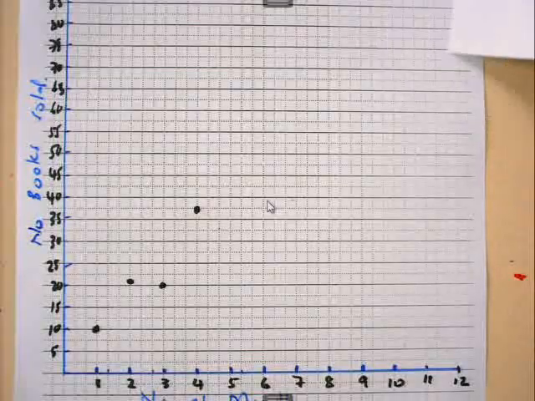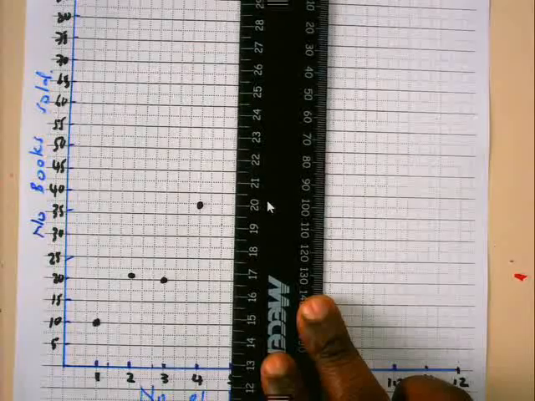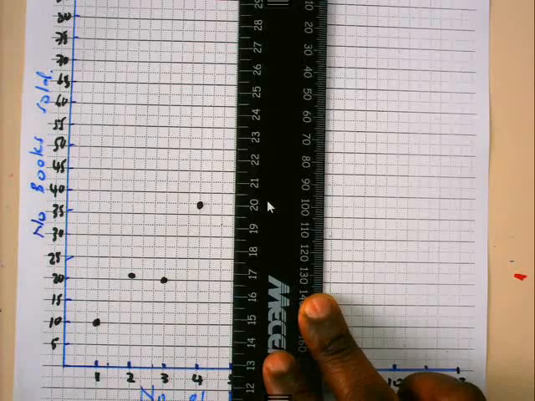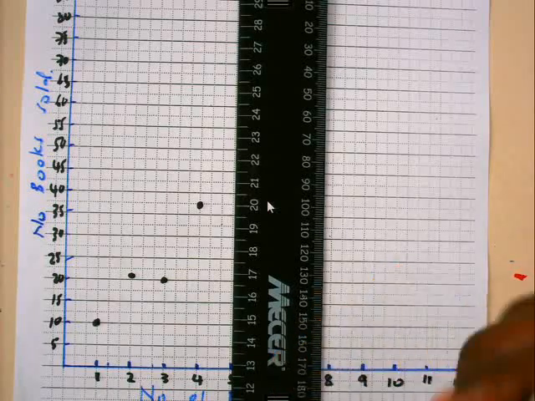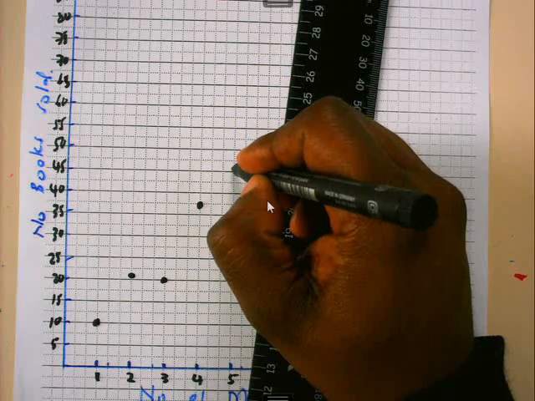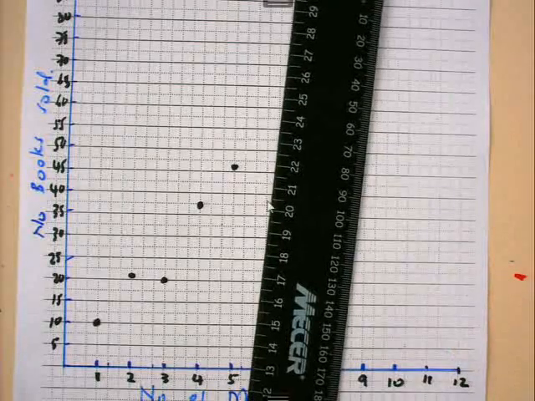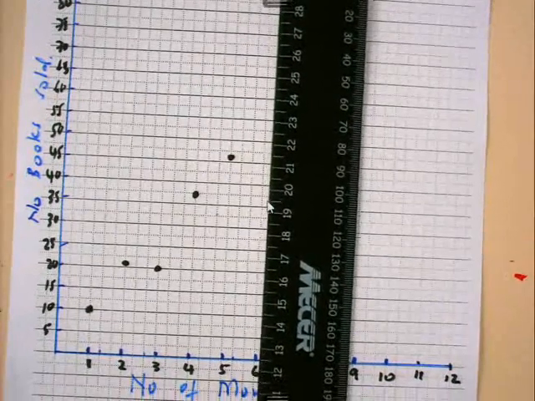Maybe I should use a ruler so that I'm very accurate. The fifth month, can you see the ruler makes things much easier for me now? Month number 5 is 46. Here is 45, so 46 is just a little above 45. Do you agree with that? We are representing our information now on a scatter plot.